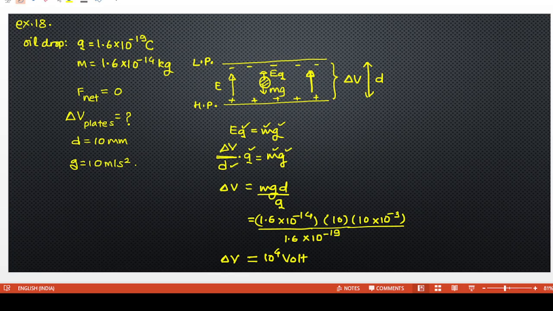Next question, example number 19. Some equipotential surfaces are shown in the figure. What is the correct order of electric field intensity? Example number 19. You are shown the equipotential surfaces, and we have to figure out the correct order of electric field.